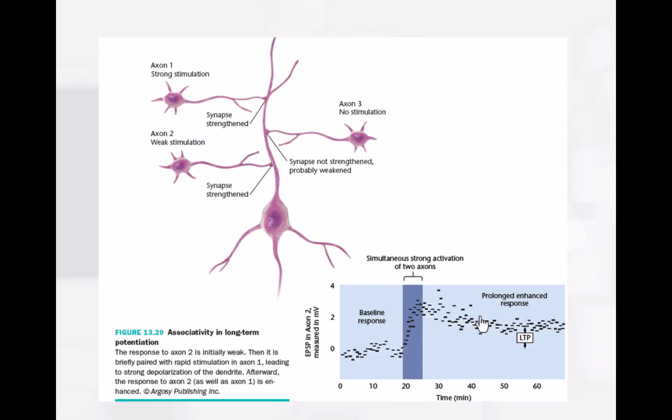And this is just another diagram showing the same thing. You have your postsynaptic neuron with the dendrite receiving information. You have strong stimulation from axon 1, weak stimulation from axon 2, no stimulation from axon 3. So these two firing together strengthens the synapse. Again, very similar to what we were talking about with associative learning. So now your response, this is your baseline response, and now it's potentiated or enhanced.